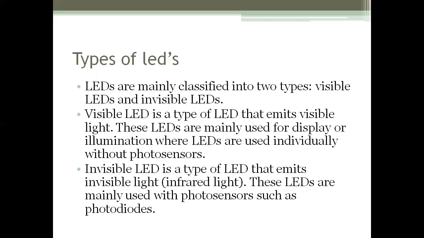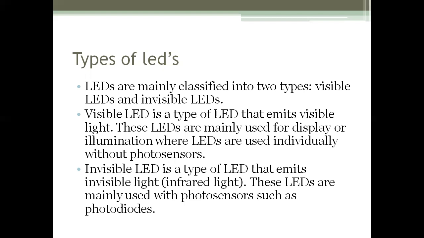So coming to the types of LEDs, there are two different types: visible LED and invisible LED. Visible LEDs emit visible light, used for display, illumination purposes or individually as photo sensors, where you can observe the light with your naked eye. Invisible LEDs emit invisible light, which is mainly used for photo sensors and remote controls. For example, in your car parking area, you may use a remote control for operating your car, and in your TV remotes.